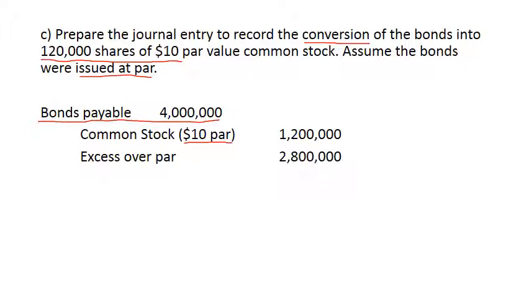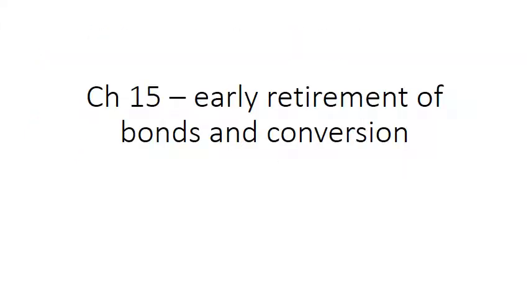So 120,000 shares at a $10 par is 1.2 million, and then we have to have the debits equal the credits. So your excess over par account has to be enough so that your credits equal $4 million. So this in total needs to be $4 million so that your credits are balanced with your debits.